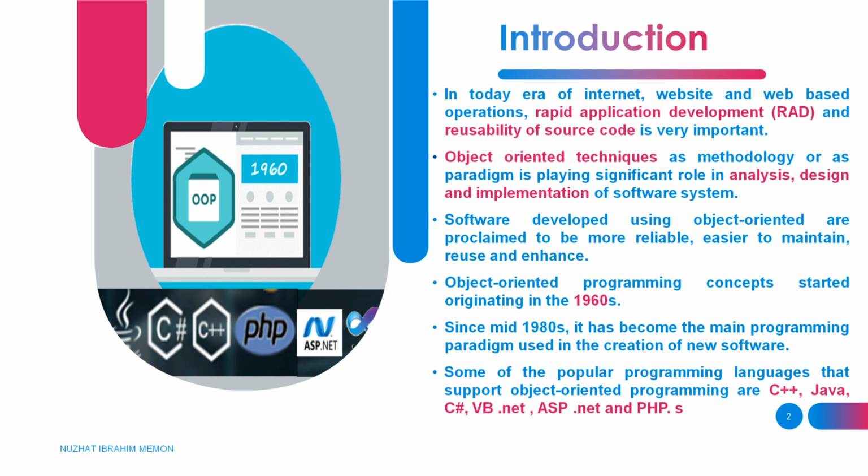In today's era of internet, websites, and web-based operations, rapid application development and reusability of source code is very important. RAD stands for Rapid Application Development. That is a software development process for developing software in a short span of time. The main feature of rapid application development is that it focuses on the reuse of source code. Object-oriented technique, as a methodology or paradigm, is playing a significant role in analysis, design and implementation of software systems.